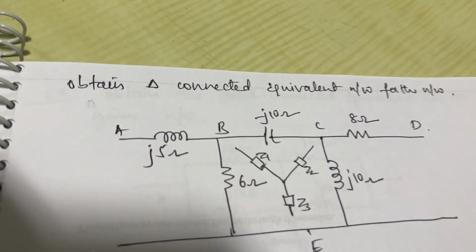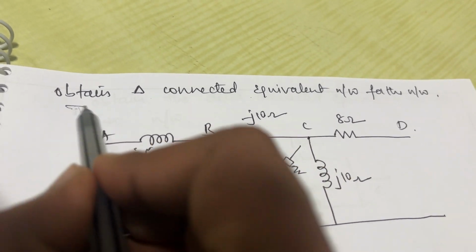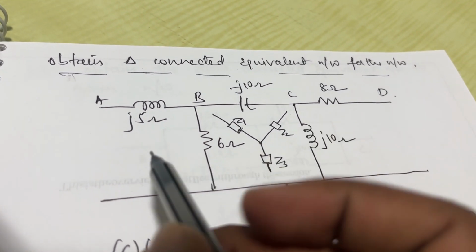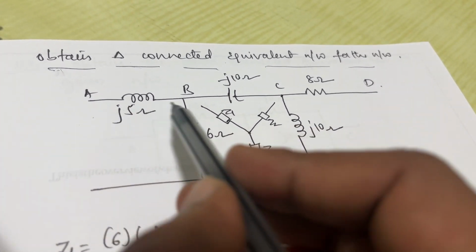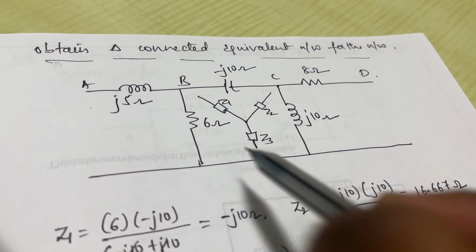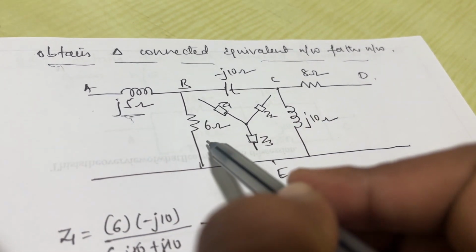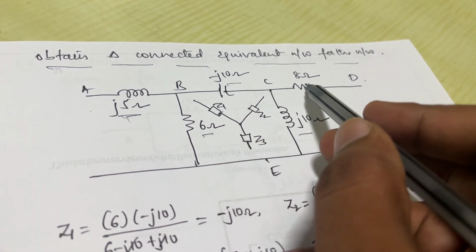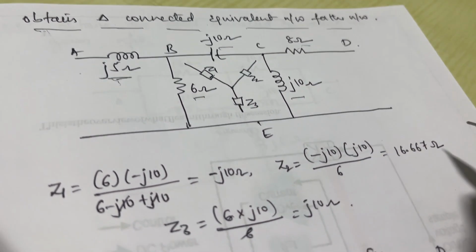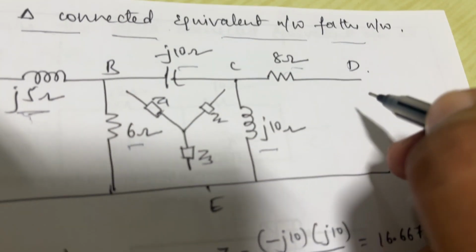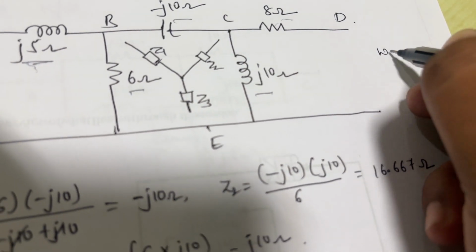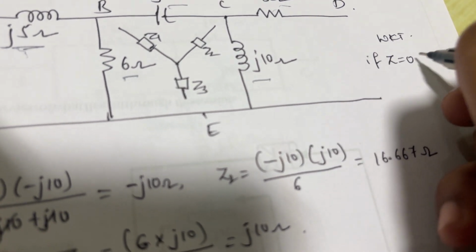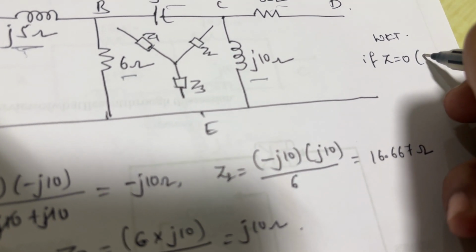In this video, let's discuss a problem on star delta transformation by taking an AC circuit. You can see it has nodes A, B, C, D, with A to B j5, 6 ohm, minus j10, j10, and 8 ohm. This is the network and we need to convert it to delta. Before that, you should know that if impedance is 0, you can represent it as a short circuit.